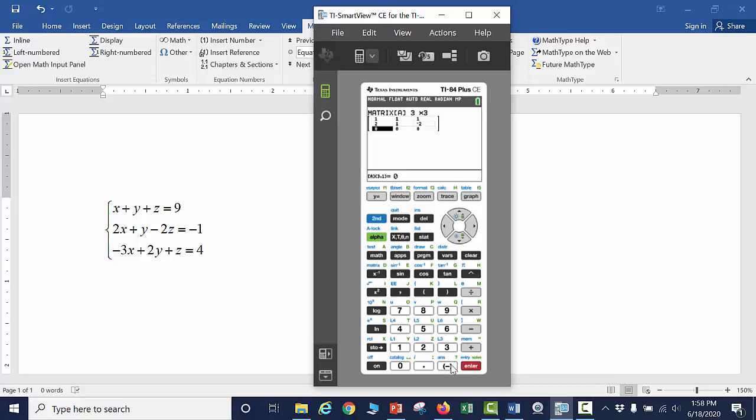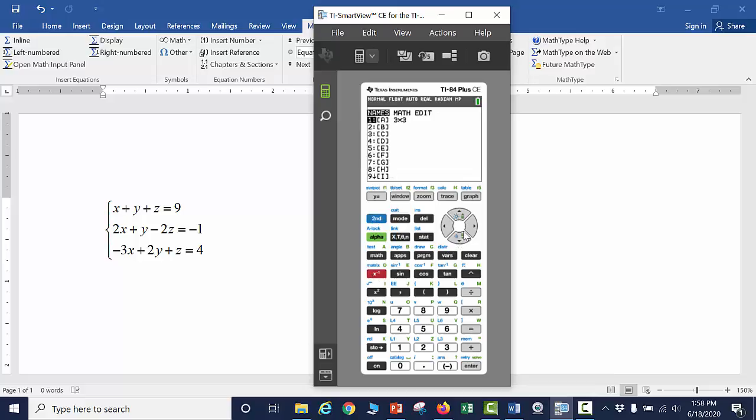And then the third row, negative 3, 2, 1. Okay, now all I'm doing is putting in matrix A there. And notice I've got it 1, 1, 1, 2, 1, negative 2, and negative 3, 2, 1. Good. Now let me put in the B matrix.